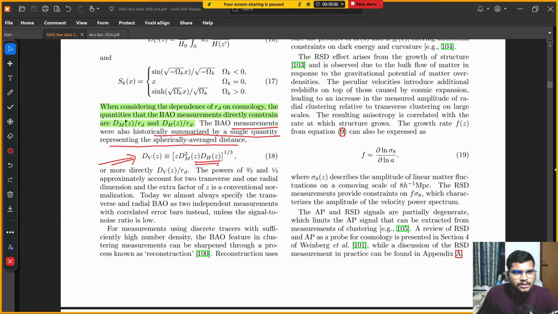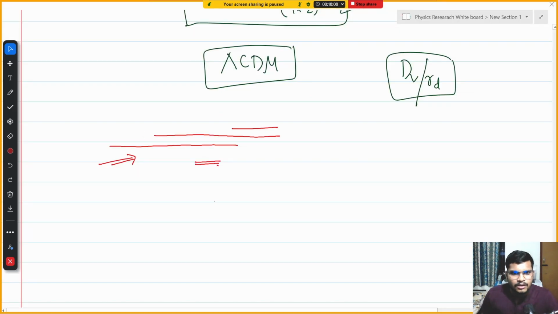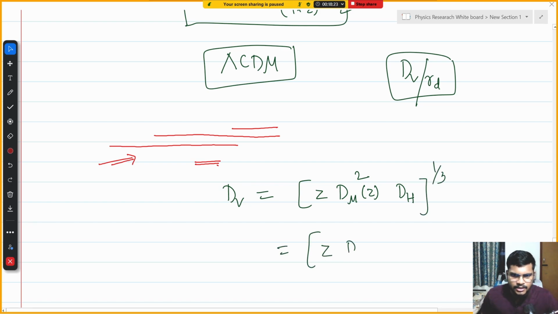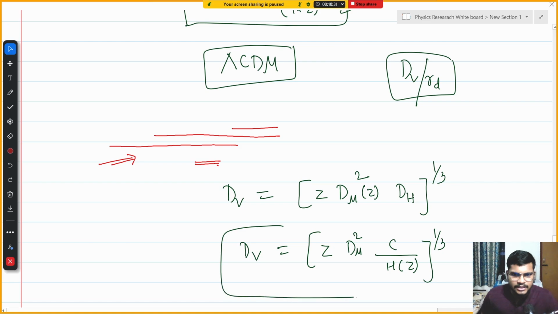Let me just go back to my screen. So dV, if I'm correct, is dM, which you have to square, whatever value you get, and then multiplied by dH to the power 1 by 3. If I just open the bracket, this would be c over H(z) to the power 1 by 3. So these are the things that you have to program, right?